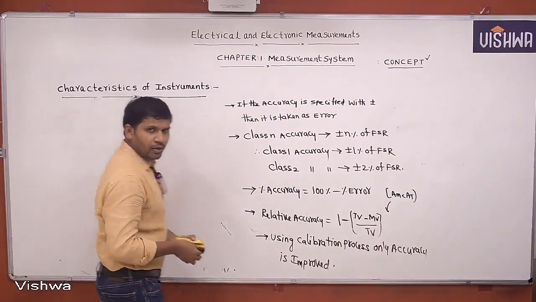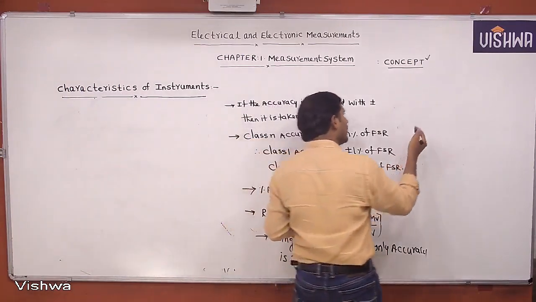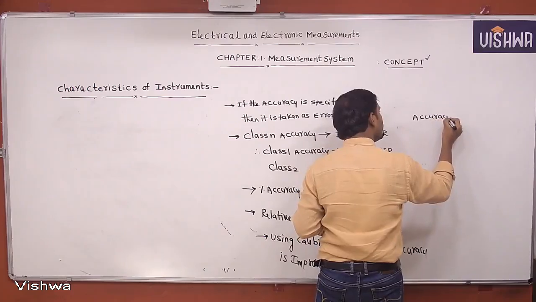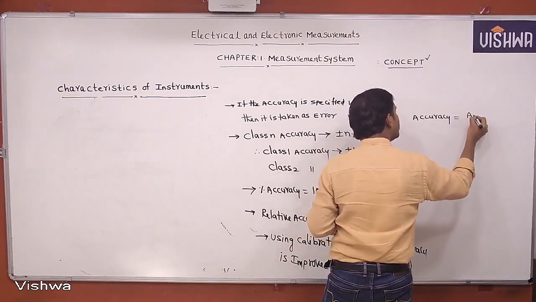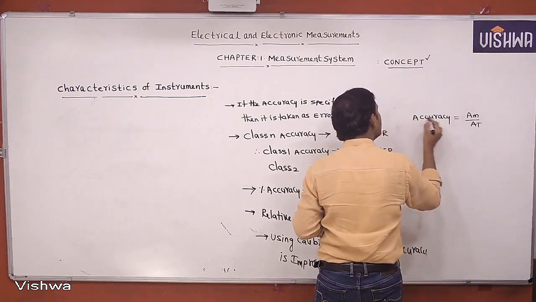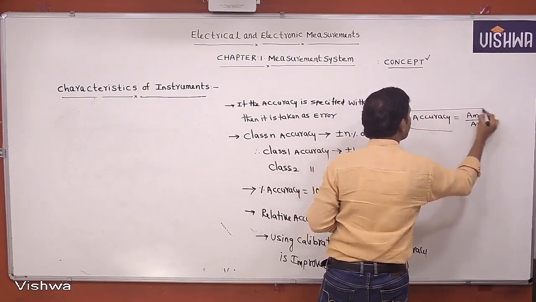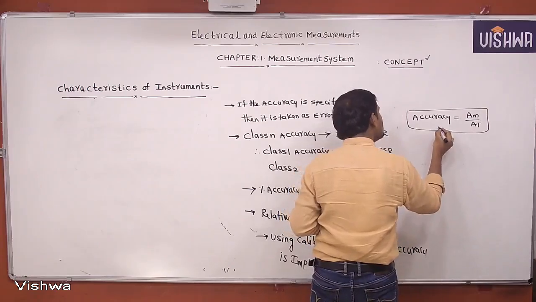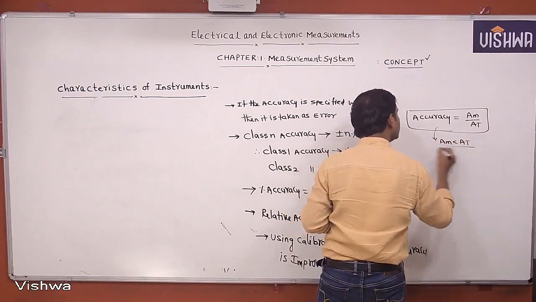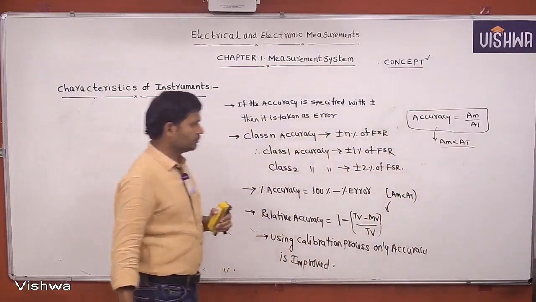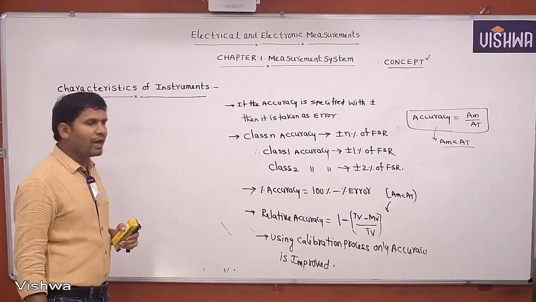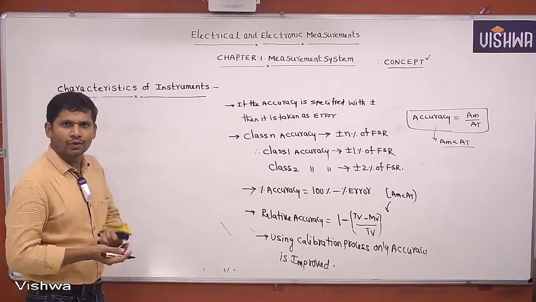But simply you remember accuracy as a formula. Simply, it is defined as accuracy equal to measured value by true value. If you want percentage, simply accuracy is defined as measured value by true value. But this is the formula with the assumption of measured value less than the true value. That also gives the formula for accuracy.